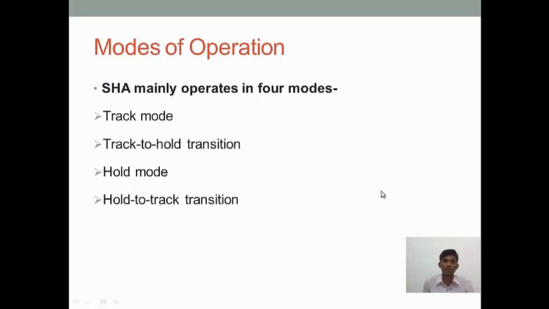Then we will see the modes of operation of the sample and hold amplifier. That was the basic working of the circuitry. Normally the sample and hold amplifier operates in 4 modes. Track mode, which is also called the sample mode, track to hold mode, which is the sample to hold transition mode, then hold mode, and hold to track transition mode. Actually, the sample mode and hold mode are divided into 4 different operations.